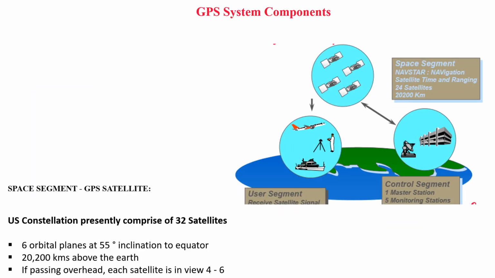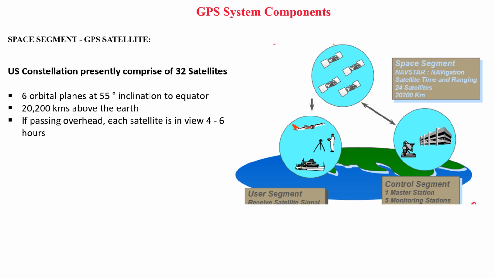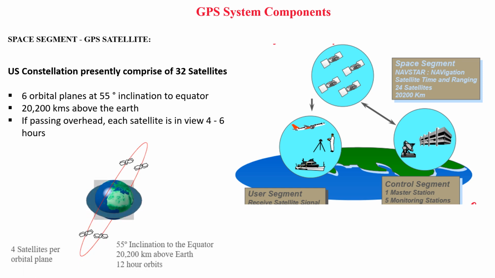Now, talking about the GPS components, there is the control segment and the user segment. The control segment includes master stations and different monitoring stations, and the user segment generally receives the satellite signal. There is also a space segment, which is NAVSTAR, that is navigation satellite time and ranging, having a constellation of 24 satellites. The US constellation presently combines 32 satellites, at a height of around 20,000 kilometers above the Earth. There are 4 satellites in an orbital plane, with a 55-degree inclination to the equator and a 12 hour orbit.